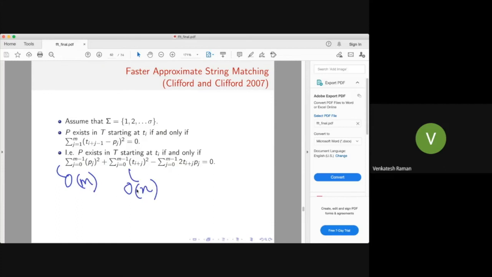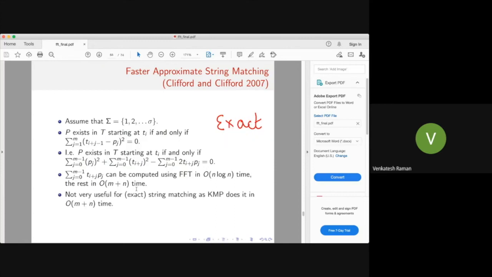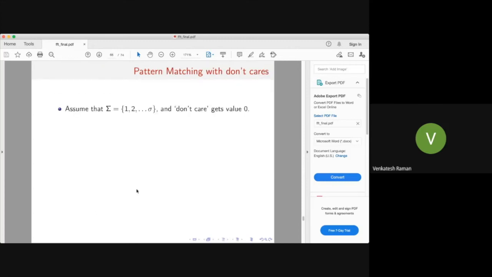But remember, I'm only talking about exact string matching here. For exact string matching, m plus n log n is no good, because KMP can do it much better than this. Now if I want to bring in don't care, here is the simple solution they came up with.